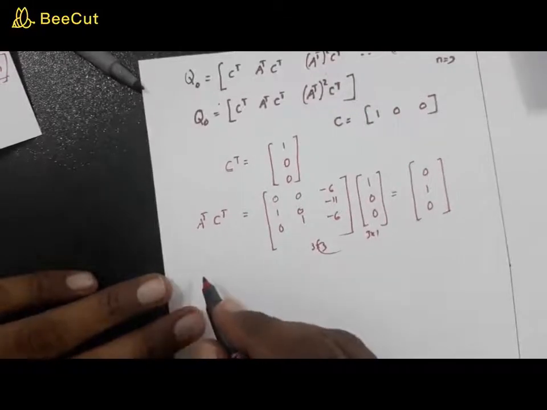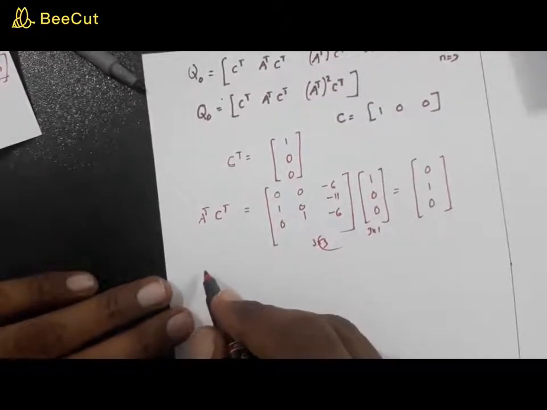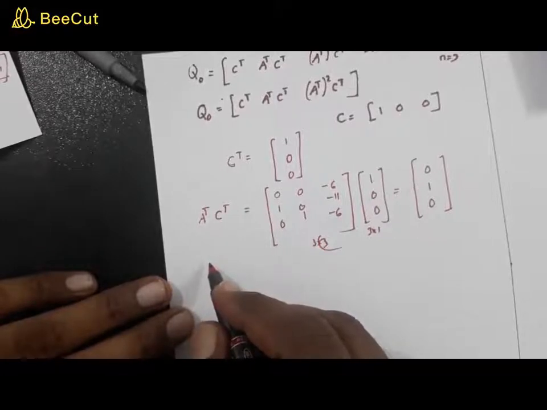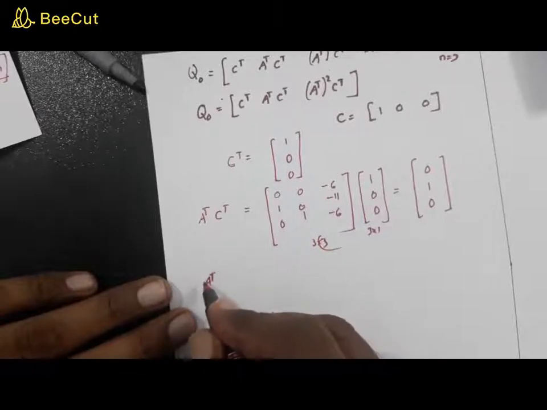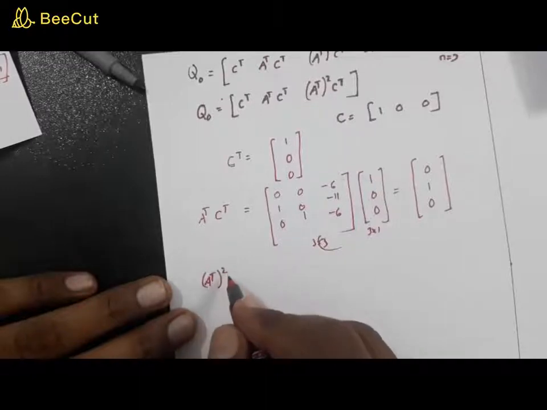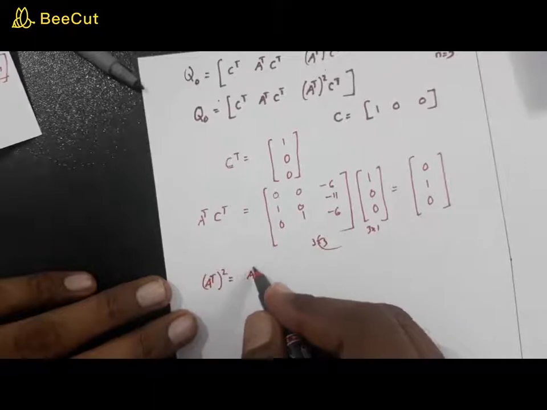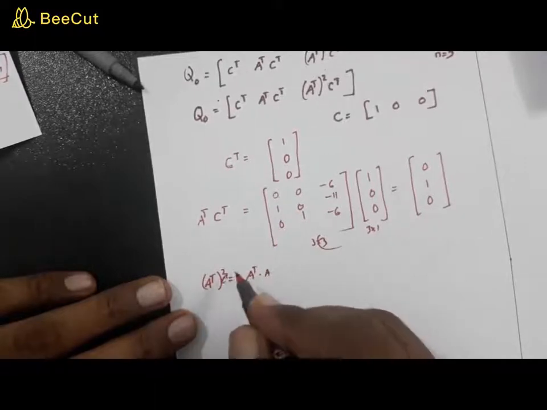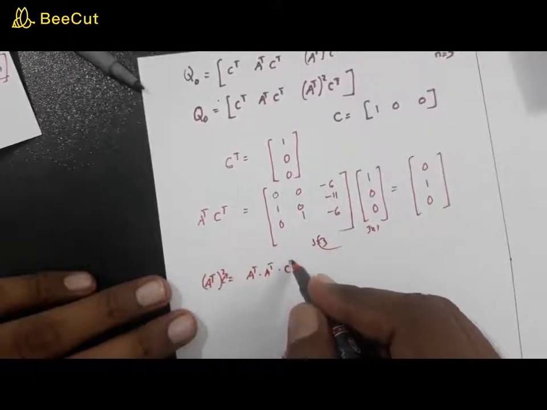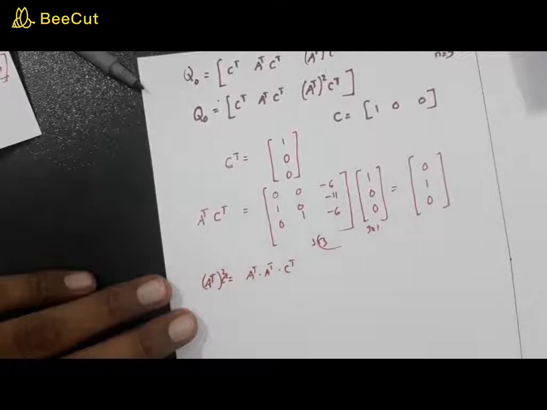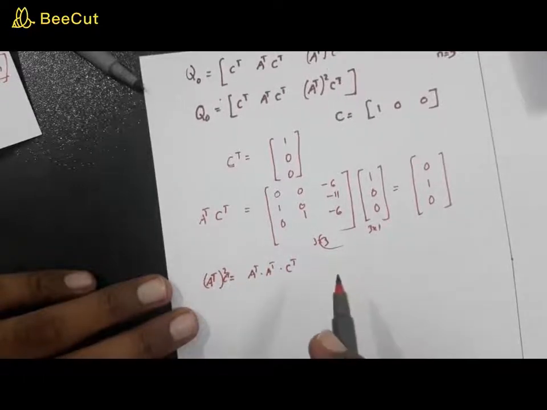Then what about next? Next is A transpose square. A transpose, the whole square, which is actually A transpose into C transpose into A transpose into C transpose, so you will be getting this.